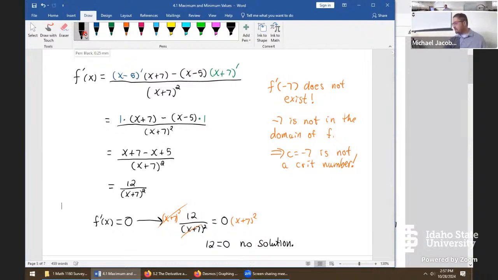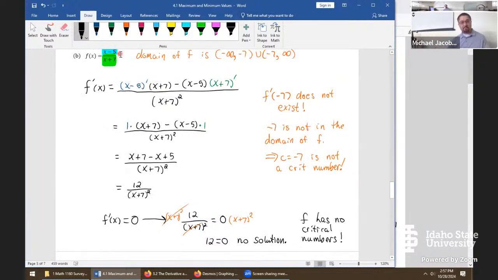And so our conclusion is f has no critical numbers, making this a pretty wild function after all. So that's one thing that's pretty interesting about functions. Sometimes they have critical numbers, other times they have no critical numbers whatsoever. And this is one of those cases. Well, any questions at all, folks, with the rundown on this one?